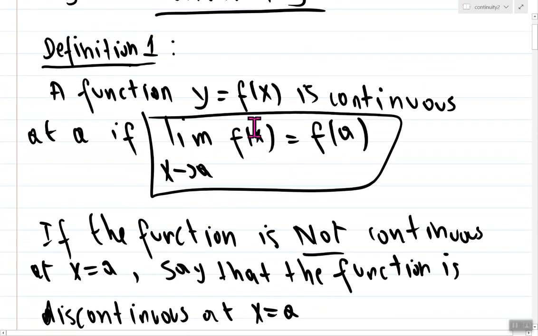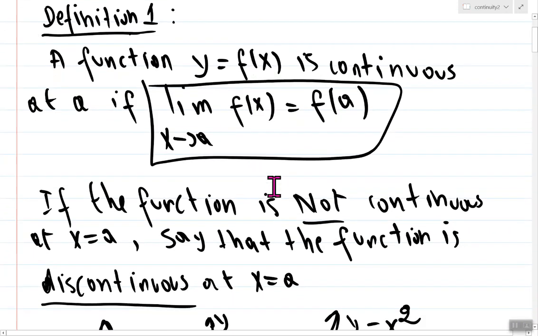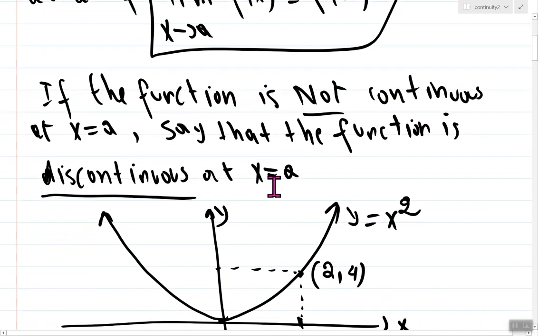The first definition is about a single-statement function, y equals f of x. Is this function continuous at x equals a? If this is satisfied, on the left side you have the limit of f of x as x approaches a, and on the right side of this equation, you have f of a. If the two sides are equal, then we say the function is continuous at x equals a.